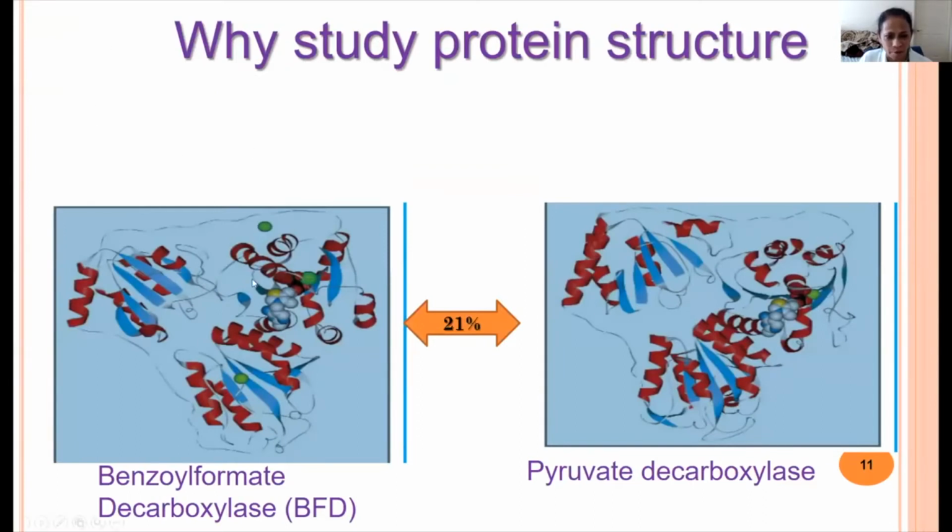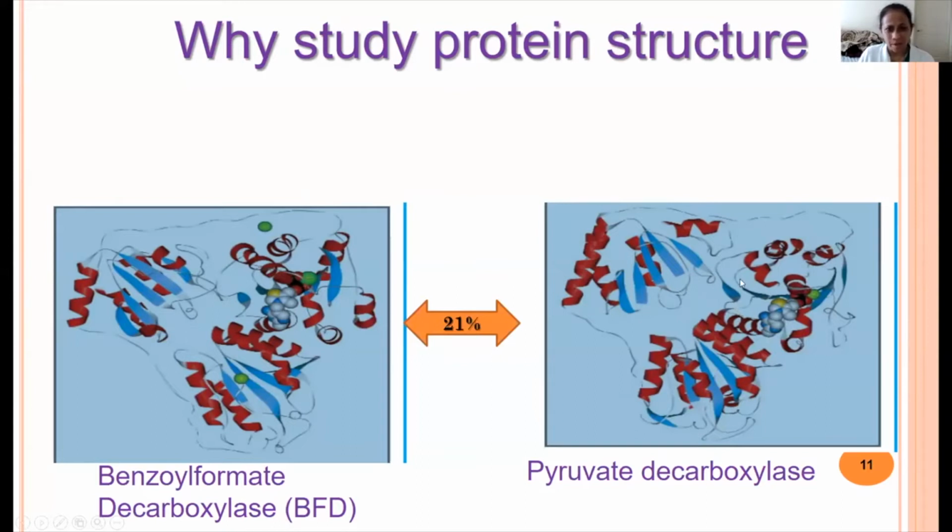Protein structure. So when you look at this structure and when you look at this structure, do they look similar to your eyes? The helices are here. Yes, of course. Yes, Betsy, it actually looks very similar, right? The structures look similar. But when you align the sequences of these two proteins, they're only 21% identical. Isn't that shocking?